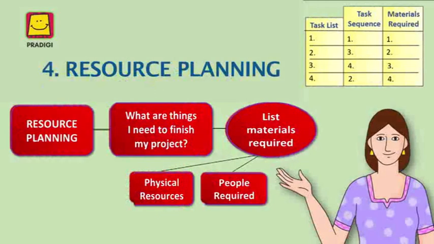The fourth step is to answer the question, what are the materials and resources required to complete this project? There are two main types of resources. Number 1, physical resources like the brick and cement required to make a house. And number 2, human resources, which are the skilled people required to complete the project like architects, electricians, and masons whose skills are needed in constructing a house.